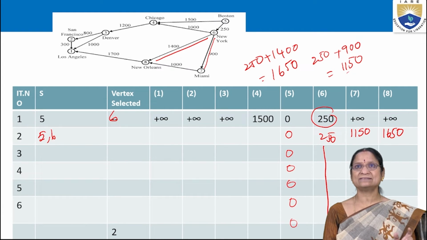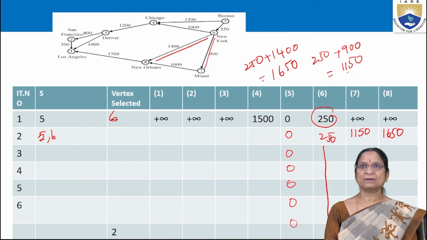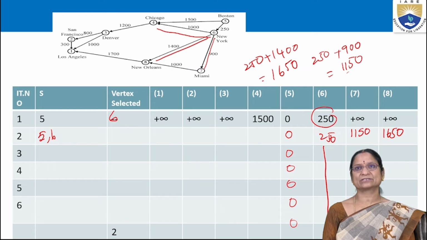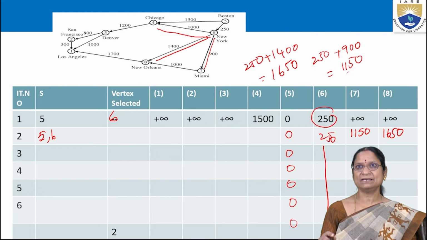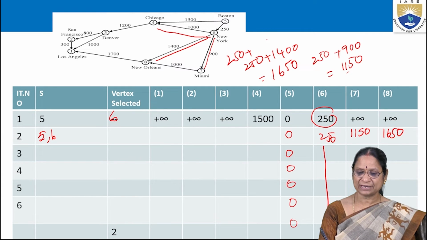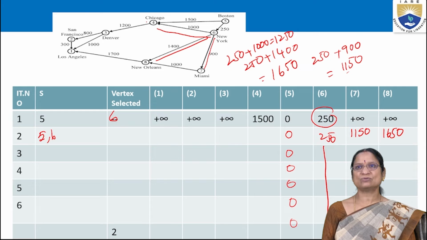Why? Because from 6 there is one more direct edge, to 4. So what is the reachability cost of 4 here? 250 is up to 6, and 6 to 4 is 1000. So we have 1250. Reachability cost of 4 is 1250.